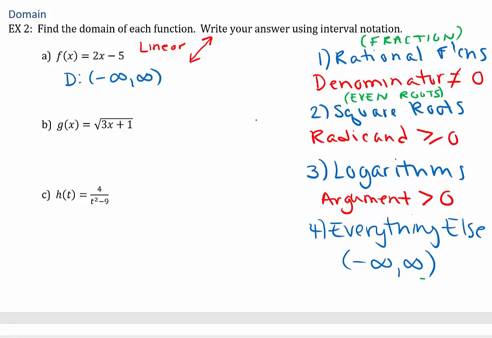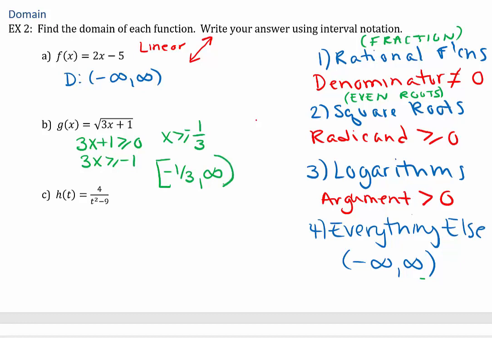Okay, example B, this time I see a square root. Anytime I have a square root, I take the thing inside the square root, and that has to be bigger than or equal to 0. I can solve this for x by subtracting the 1, and then we could divide by 3, and so I get x is bigger than or equal to negative 1/3. In interval notation, that would be negative 1/3 to infinity. Notice I used the bracket with the negative 1/3 to include that value. That value is part of the domain.